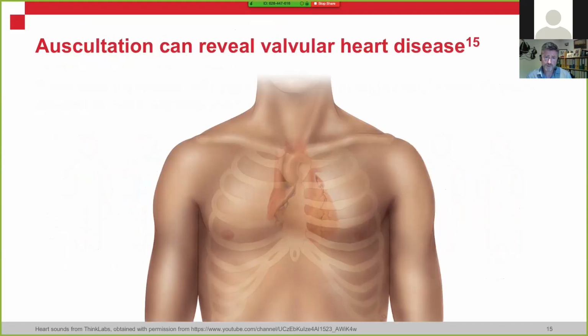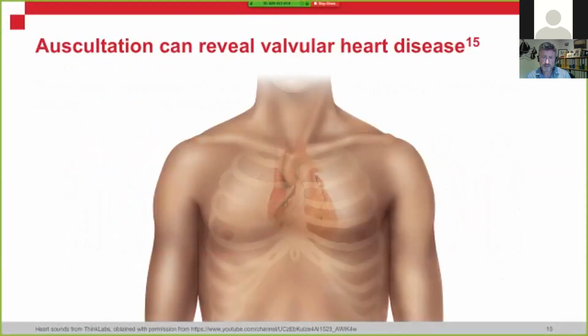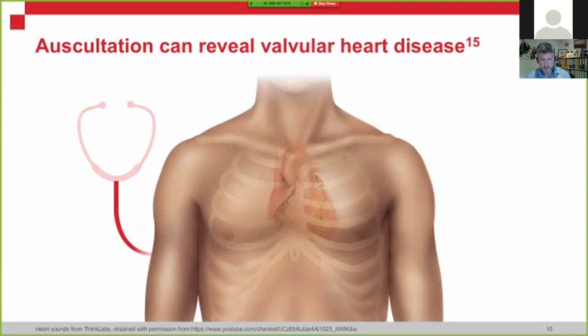Just coming back to auscultation, the best place to listen to the aortic murmur is in the right second intercostal space. And again, just listen to the typical sound of the aortic stenosis. So it's that typical harsh crescendo and then decrescendo type murmur.